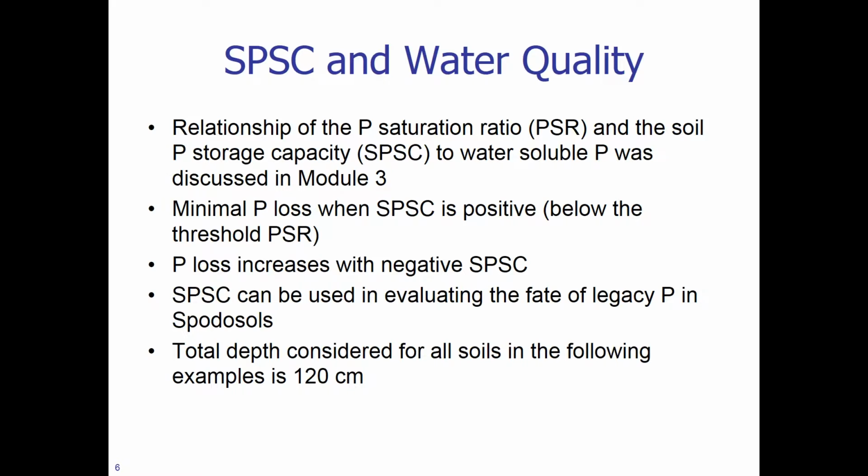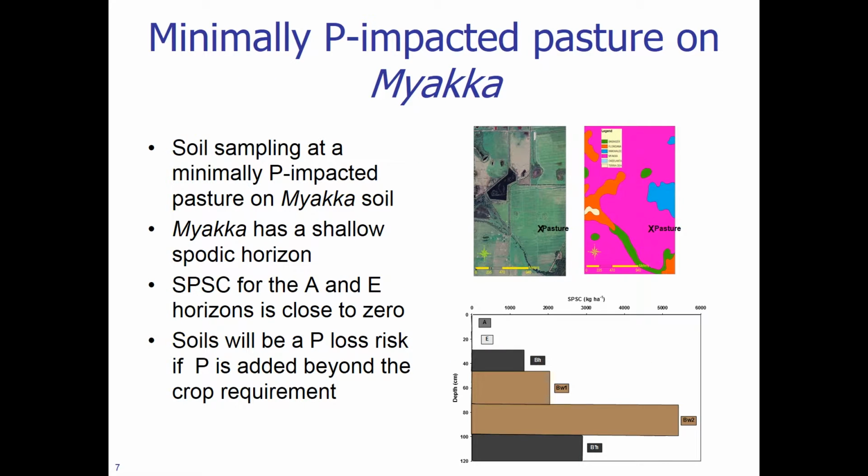The total depth considered for all soils in the following examples is 120 centimeters or 1.2 meters. We will now look at a minimally P-impacted pasture soil on Mayaca. So Mayaca has a shallow spodic, shallow in comparison with, say, Immokalee or Pomelo. The SPSC for the A and E horizons in this particular soil is close to 0. So soils will be a P loss risk if P is added beyond the crop requirement.